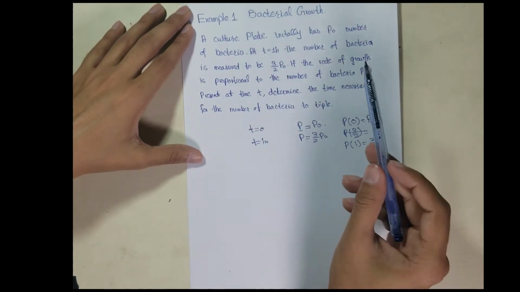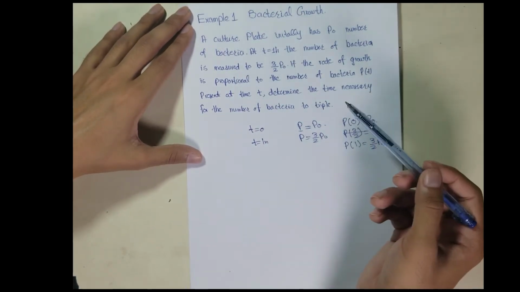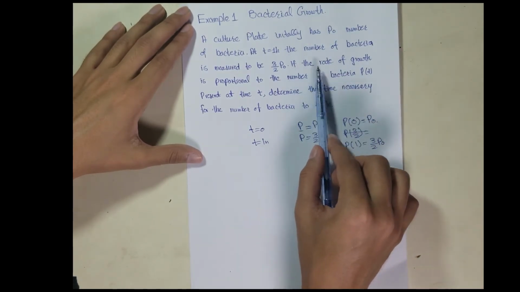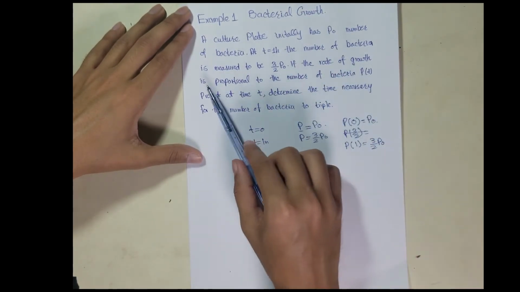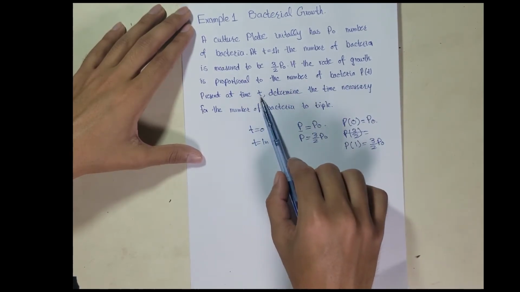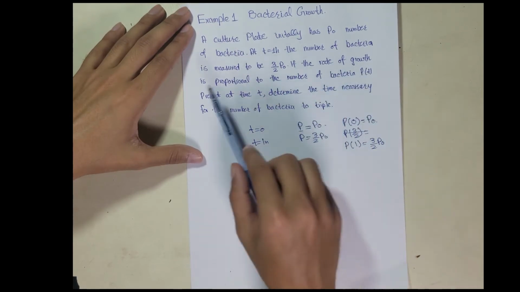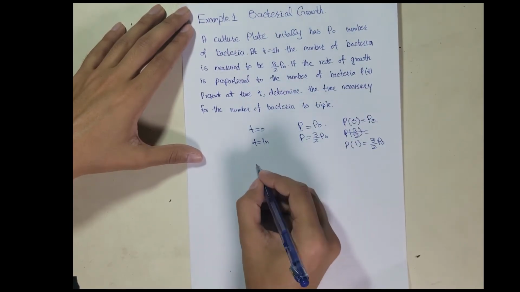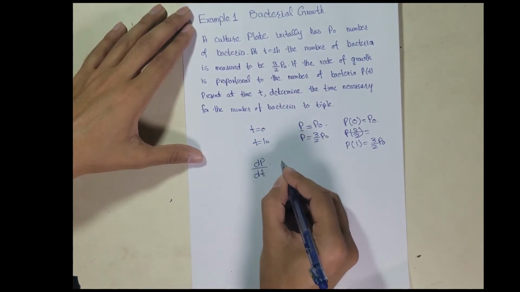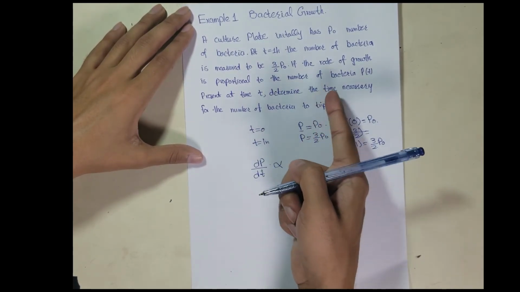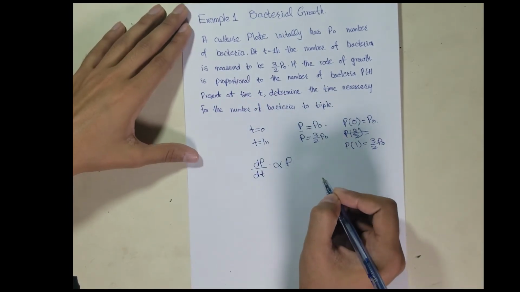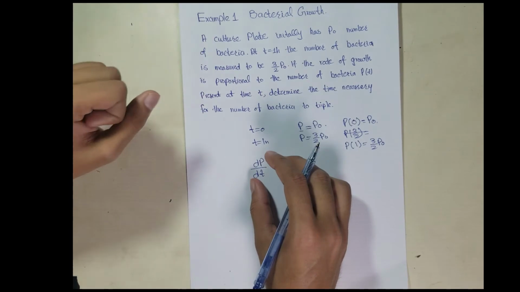Now here is a clue to solve the question. The rate of growth is proportional to the number of bacteria p present at time t. The rate of growth is dp by dt. We write the rate of growth like this, directly proportional to the number of bacteria present at time t. So the number of bacteria is p. This is given in the question.